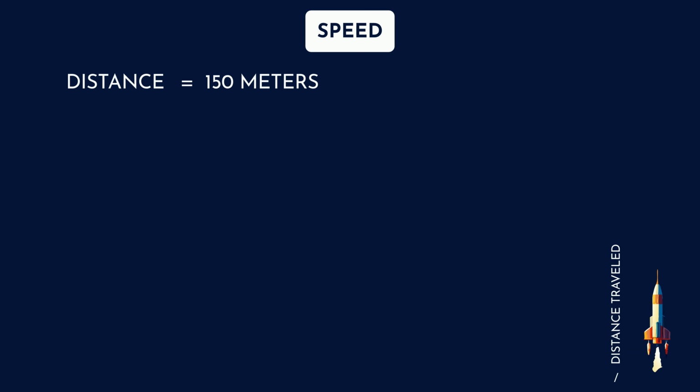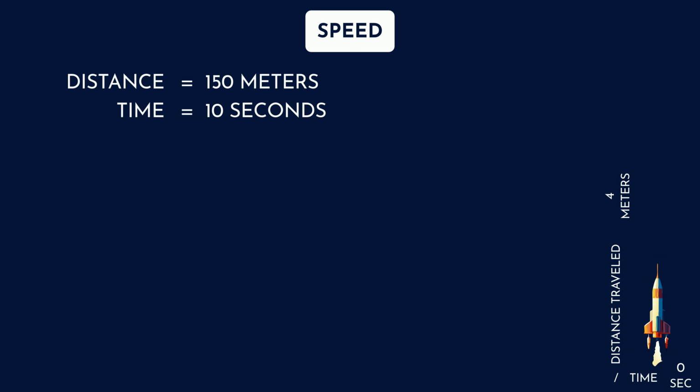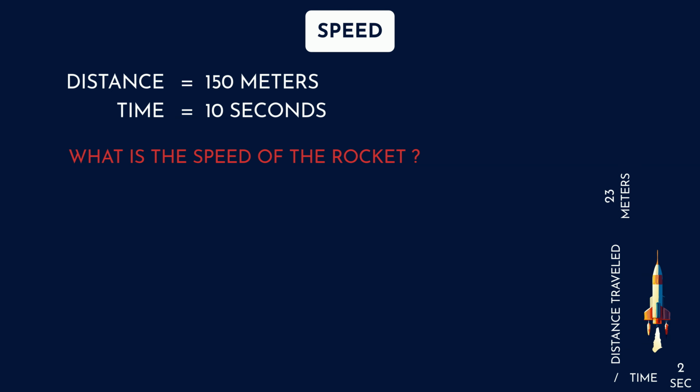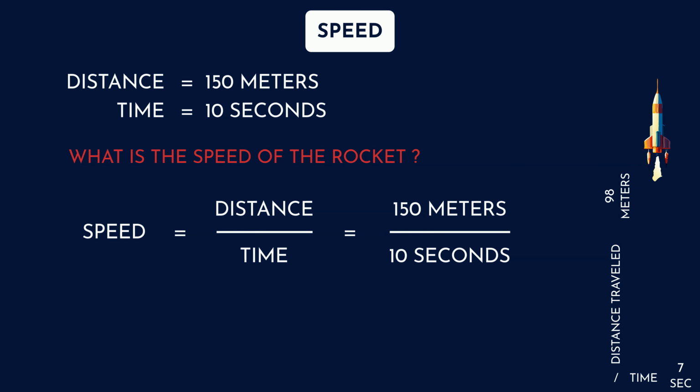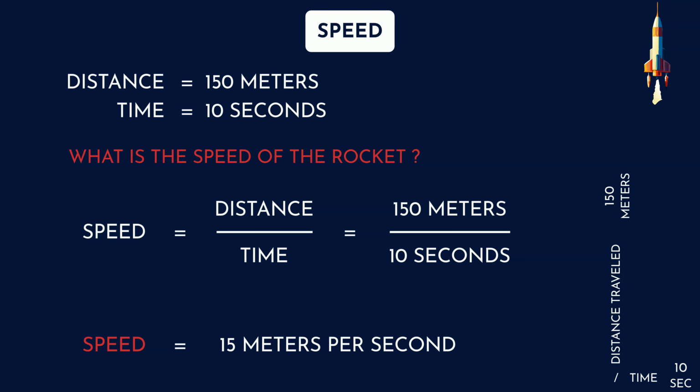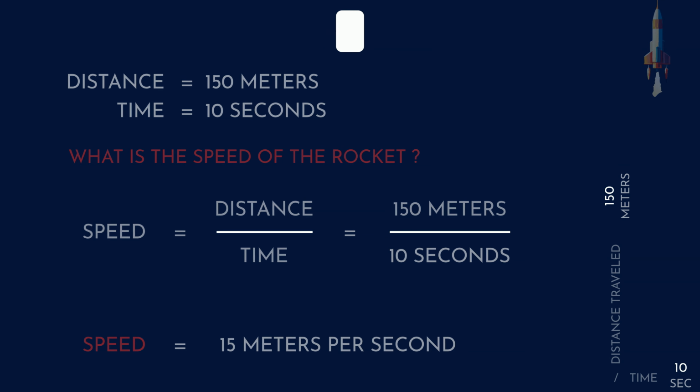For example, if a rocket travels 150 meters in 10 seconds, what is the speed of the rocket? Well, we can find the speed by dividing the distance traveled by the rocket, which is 150 meters, by the time, which is 10 seconds. Solving this equation gives us a speed of 15 meters per second. Speed is all about the magnitude of movement. It tells you how fast something is moving, but not where it's heading.